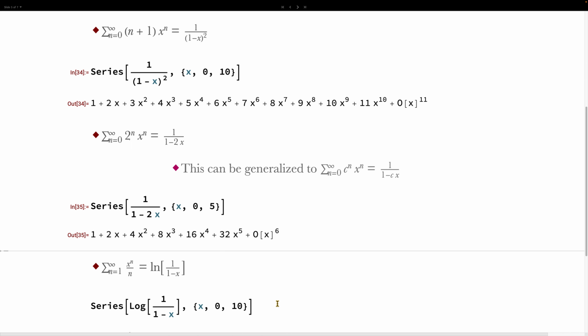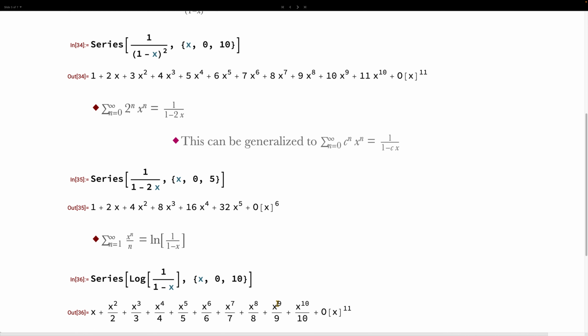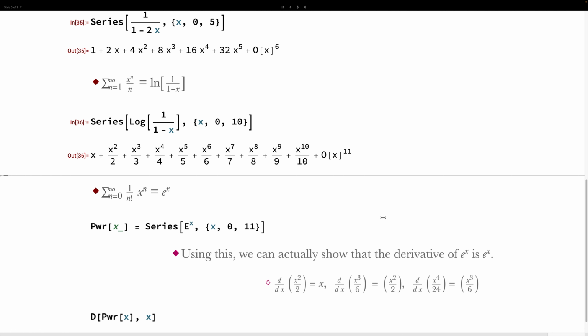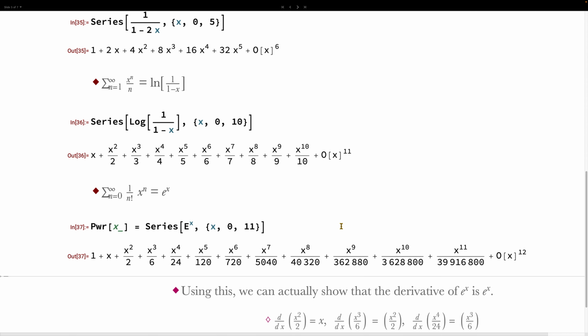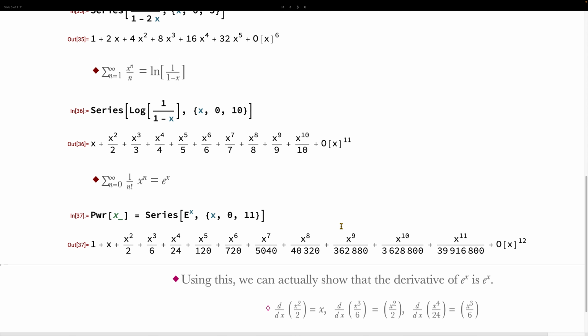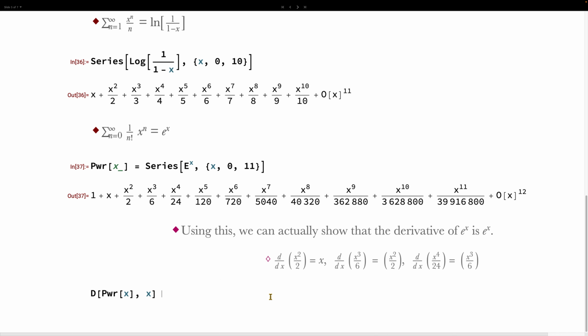Taking the natural log of 1 over 1 minus x will then generate x to the power of n over n, starting at n equals 1. Examining its twin, e to the power of x, will generate 1 over n factorial times x to the power of n. Now this generating series in particular is important because we can use it to show that the derivative of e to the power of x is e to the power of x.